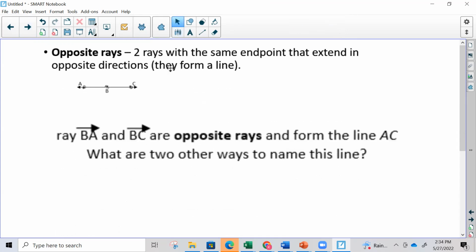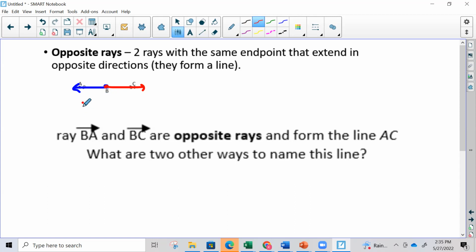And then the last definition is opposite rays. Opposite rays are 2 rays with the same endpoint that extend in opposite directions, and they form a line. So if I look at this line, I have this point B here, and I could make this ray going in this direction, and then I could make another ray BC going in the other direction, and that would be 2 opposite rays that form this line.